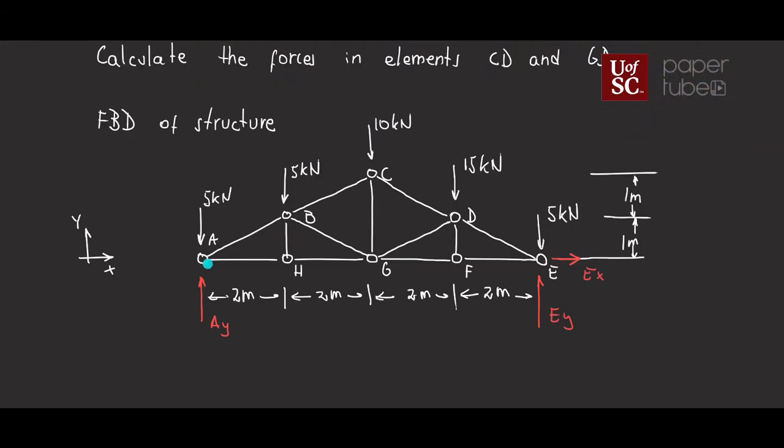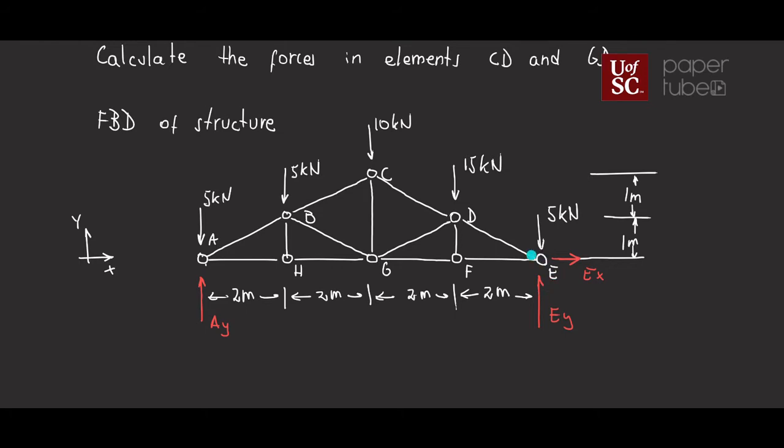Alright, if I look back to this diagram, I have AY, I also have EY and EX. And if I'm going to draw a free body diagram of, let's say, E, I can have two unknown forces. That's the internal force in DE and the internal force in DF, right? So I should be able to find those two forces because I can write two equations of equilibrium for a 2D problem involving a particle equilibrium.